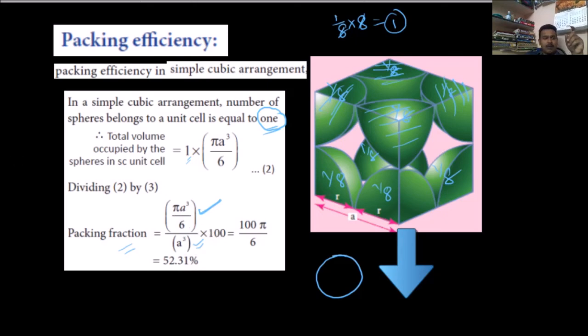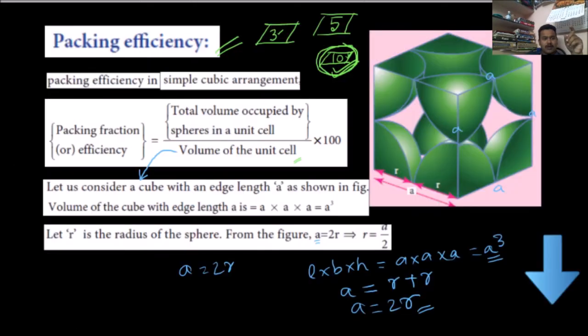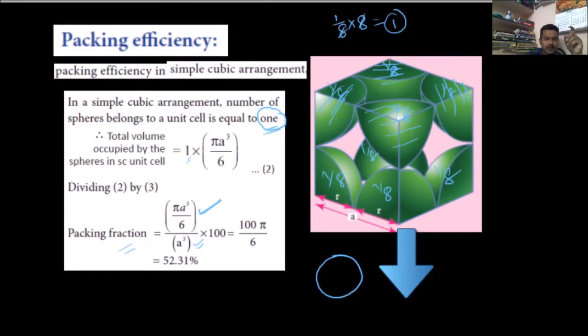What is that formula? Already we know that formula. This is the formula: total volume occupied by the spheres in the unit cell divided by the volume of the unit cell into 100. This is the total volume occupied by the spheres. How many spheres? One sphere. So the same value comes, divided by a³ into 100. You are observing 52.31 percent is coming.